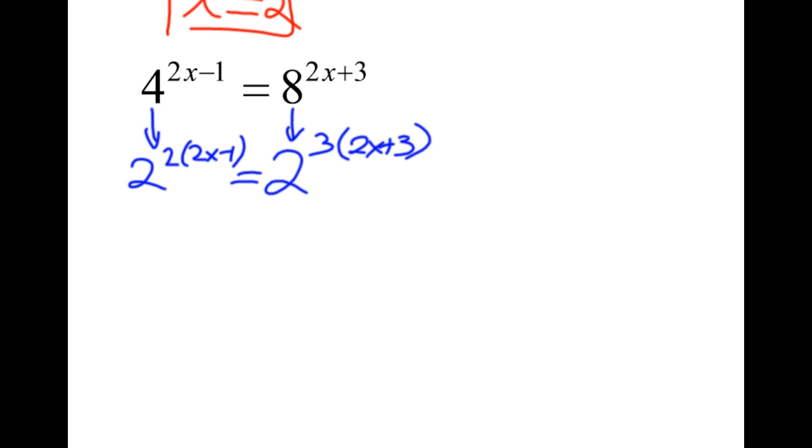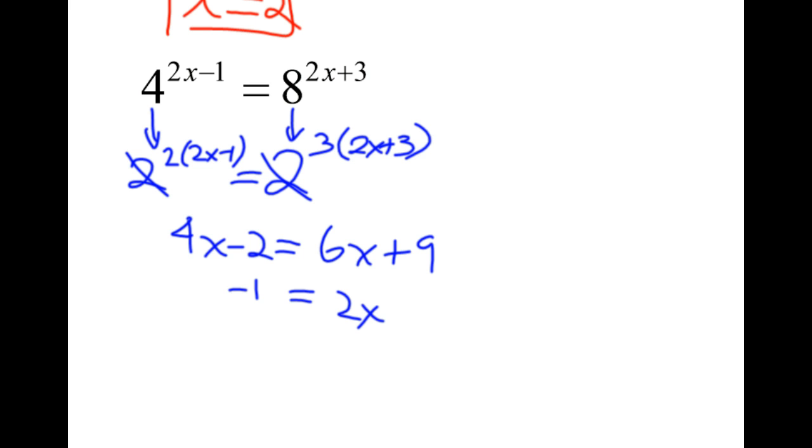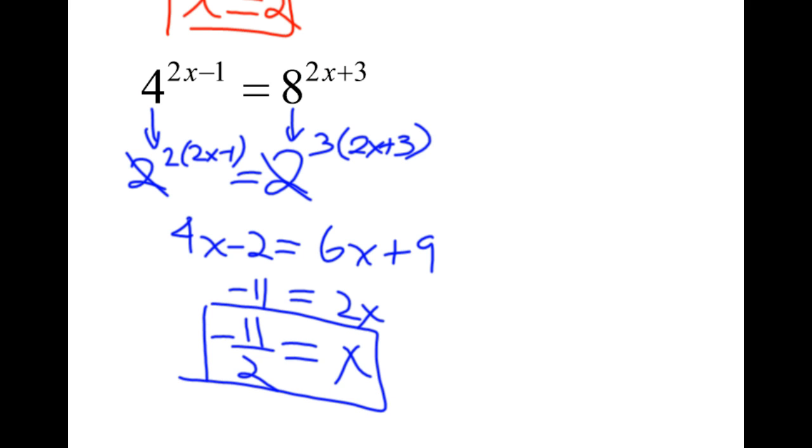And now I've made the bases match, so I can focus on just my exponents. I get 4x minus 2 equals 6x plus 9. Solving for x, I get 2x equals negative 11. So x equals negative 11 over 2. And that's how I solve that one.